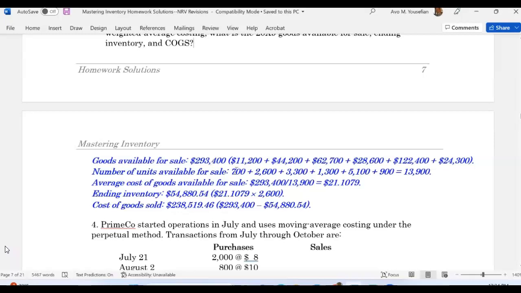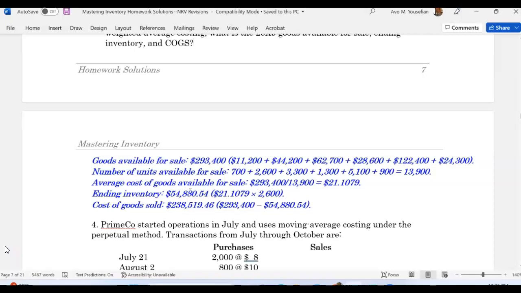And how many units do you have available? Again, beginning is 0 plus all those units that you purchased. So you know it's 13,900 units available. So average cost will be dollar amount divided by units. And that gives you your average cost. Now that you know what the average cost is, just go ahead and calculate your ending inventory. So average cost times units left gives you your ending inventory.